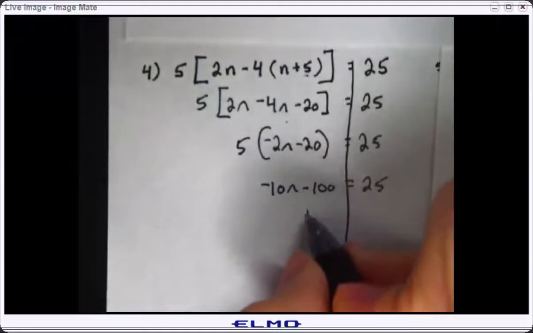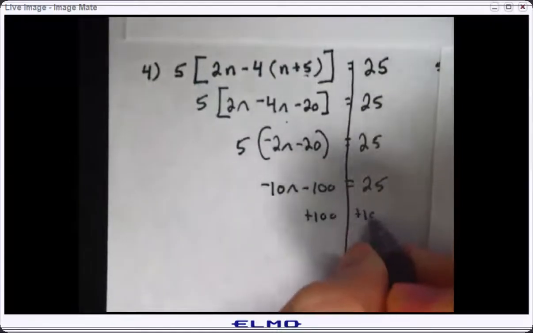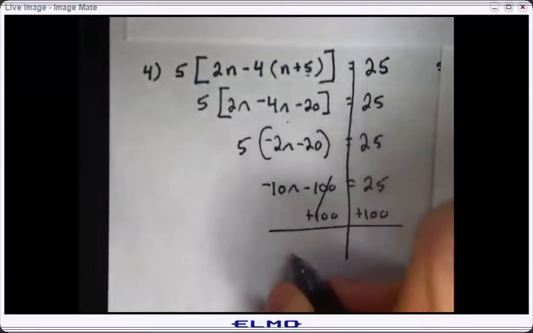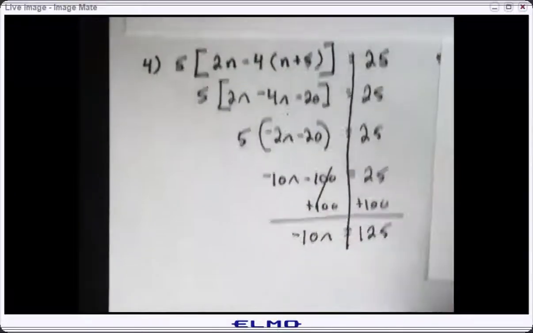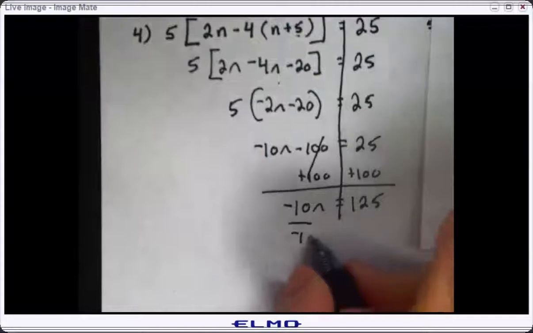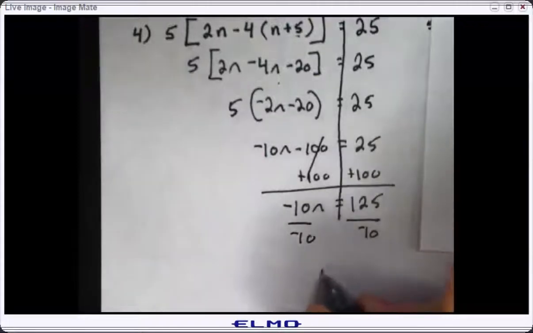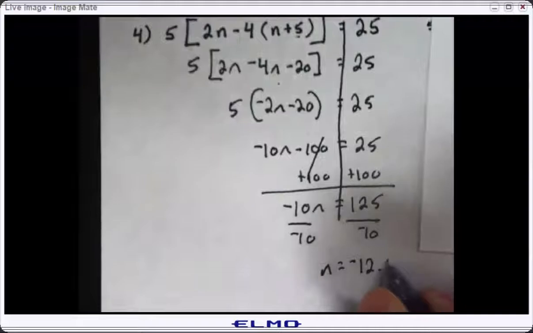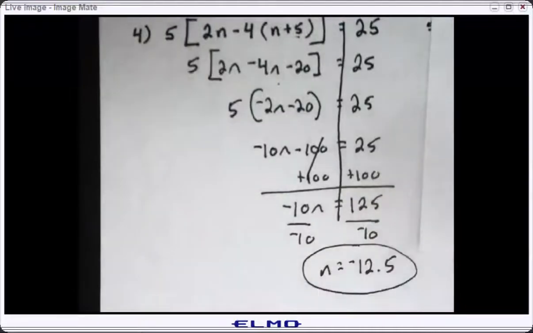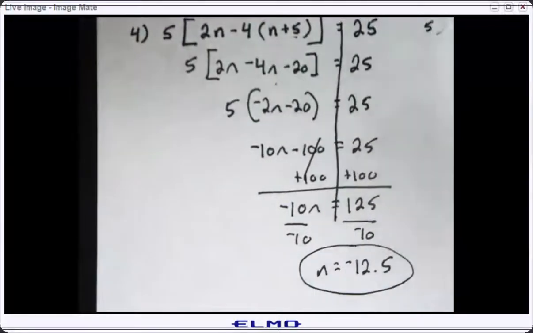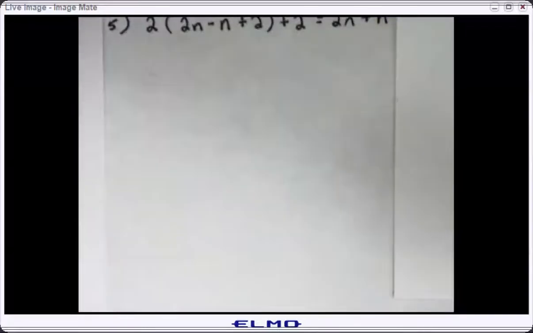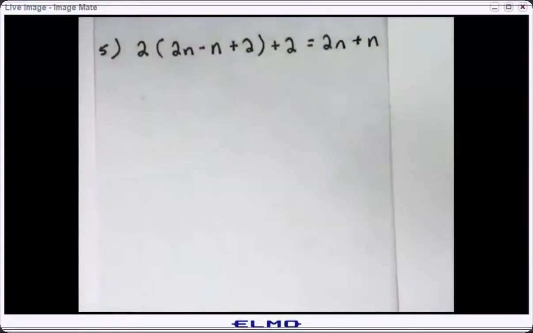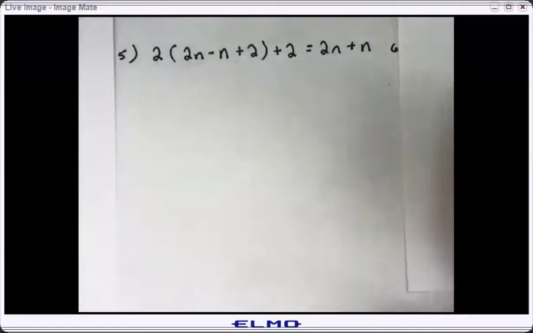To get rid of minus 100, I plus 100 to both sides. Leaves me with negative 10n equals 125. To get rid of times negative 10, I divide by negative 10. And my answer is negative 12.5. All right, number 5. Again, if you want to pause the video and try it on your own, you can.